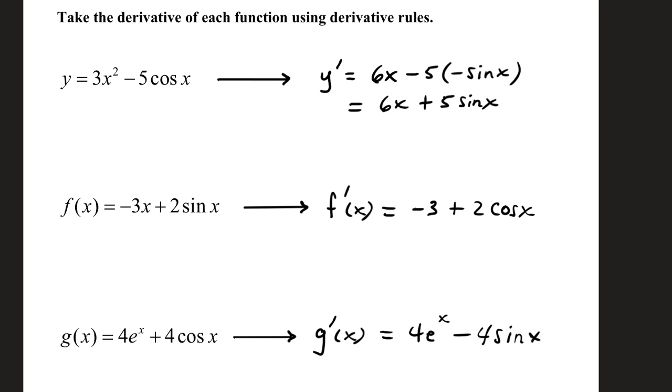Third function, we have g of x equals 4e to the x. So this is an exponential function. And we also have a trigonometric. 4e to the x, as long as it's e to a single variable, its derivative, you just recopy the term. Plus 4 times the derivative of cosine, which is negative sine. That's why we have a sign change in the middle.